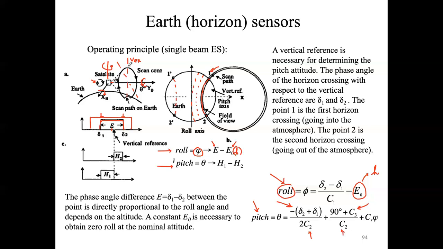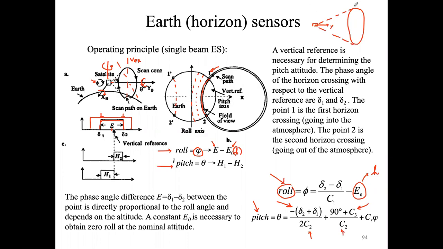But if you include a vertical reference, I will try to draw it here. This is the cone of your instrument. Now the instrument is fixed with respect to the y-axis of the orbital reference frame, so it is fixed with respect to the pitch axis of the orbital reference frame. Basically I took this figure and translated it here.